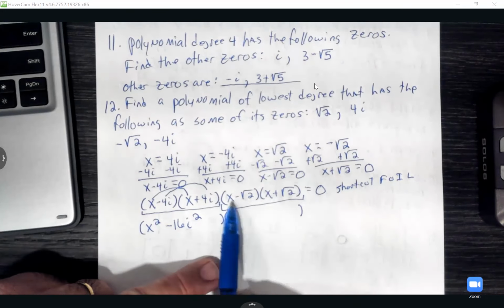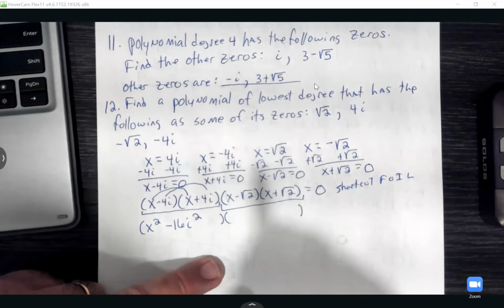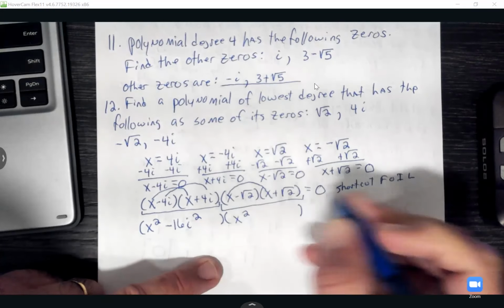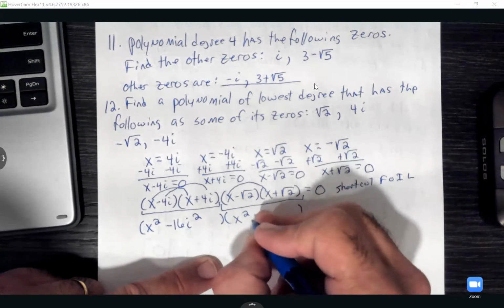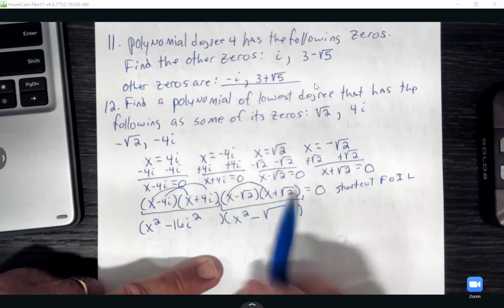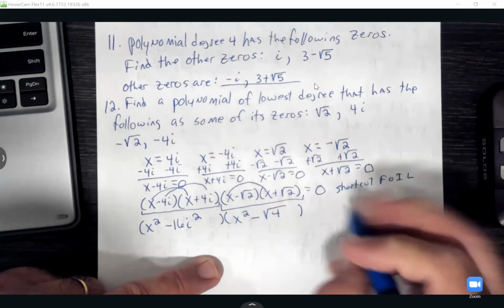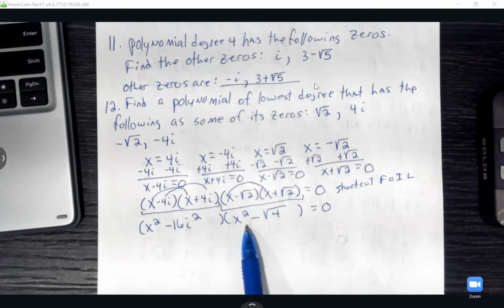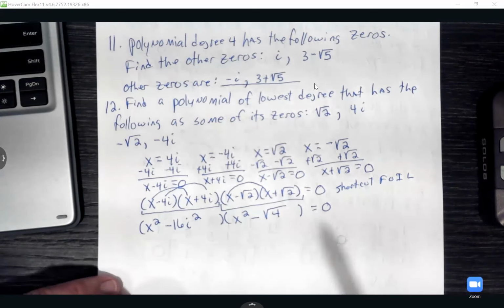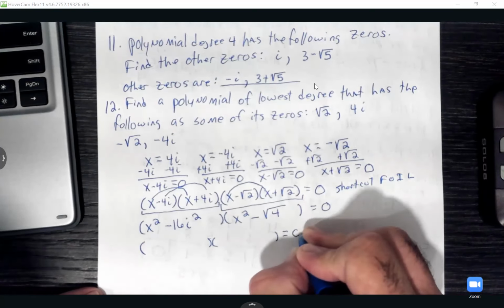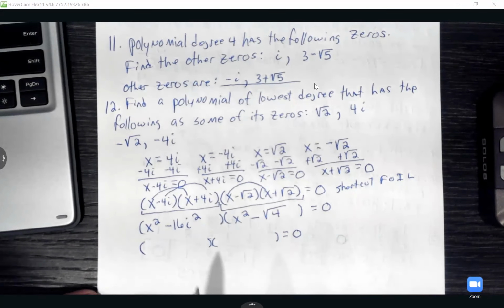And then I'm going to start on this one. It's conjugate pairs, y'all. So we're going to shortcut this one. x times x is an x squared. Then I got a negative times a positive again. That's going to give you a negative square root. Well, square root of 2 times square root of 2 under the radicals gives me a 4. So at the moment, I got x squared minus 16i squared times x squared minus the square root of 4. So y'all, we're going to simplify them even further before I do my last step.